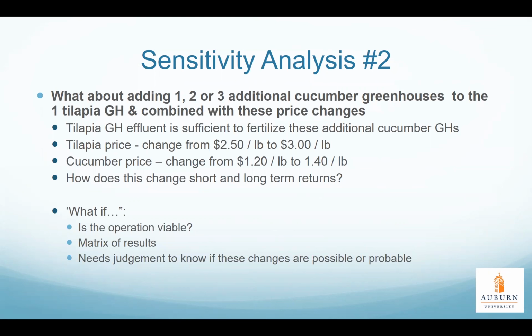greenhouse units. So we got all those investment costs for the additional plant greenhouse. We're going to have to increase our variable inputs and therefore the variable cost as well. So several things need to be changed to make this analysis accurate. We're going to keep, in this sensitivity analysis, these tilapia prices at $3 a pound. The cucumber price, I think we moved it up to $2, not $1.40 per pound. So how does this change the short and long-term results?